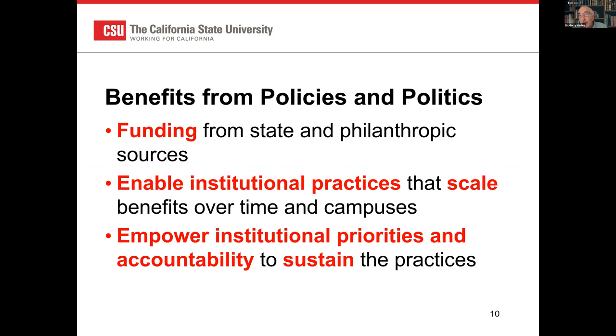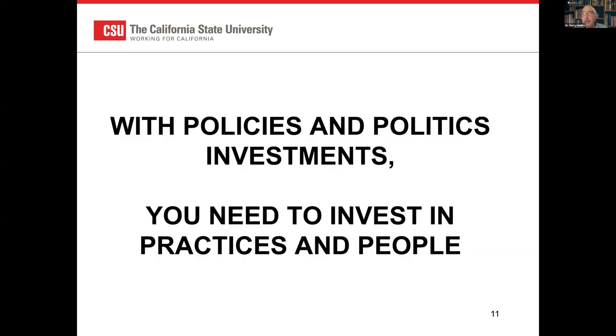And I think what's important, and I'm going to talk about next, is enabling institutional practices that scale. Without this legislation, we would not have been able to achieve the large scope of all these campuses implementing their affordable learning solutions, and it empowered the priorities and accountability. And Tanya's point about how you measure the outcomes and benefits of this is a real challenge and problem that you're going to have to overcome. I'll talk a little bit about that too. But I just want to emphasize that investing in policies and politics is really important.